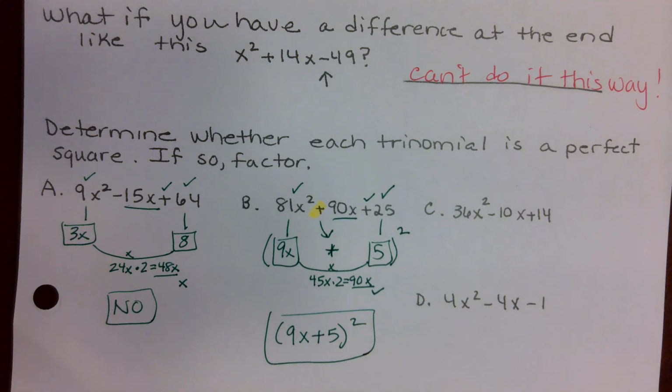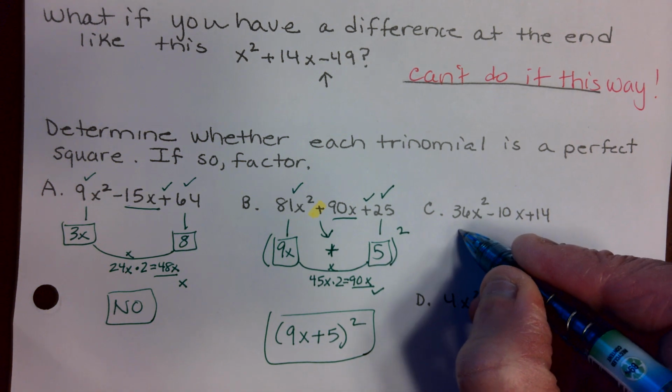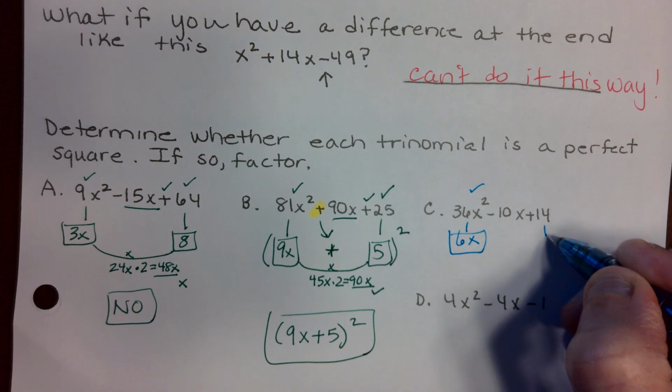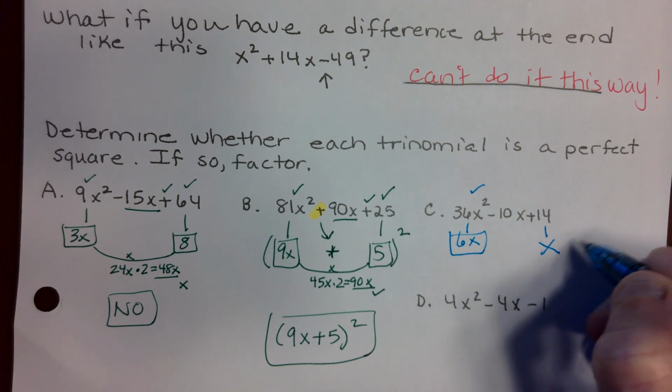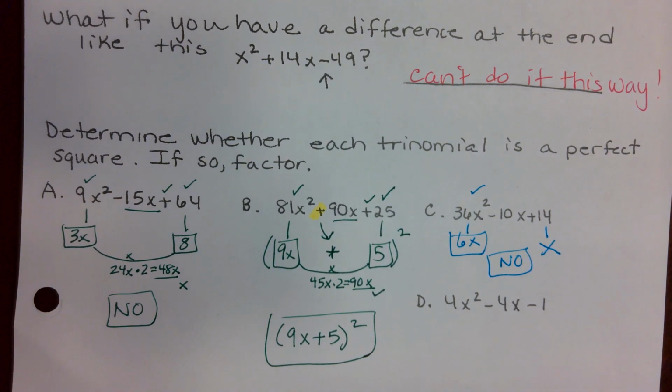Next one. These are kind of fun. Come on. Once you get used to these, they're kind of fun. Square root of 36x squared is 6x. Check. Square root of 14. No go. There's no perfect square there.